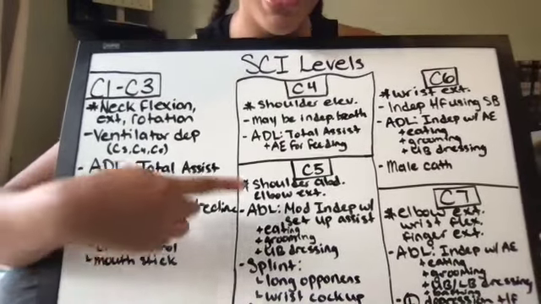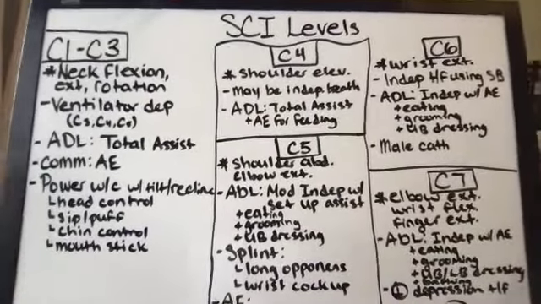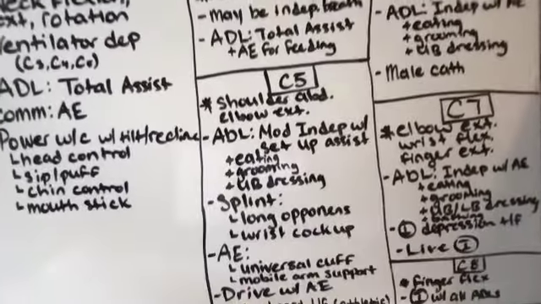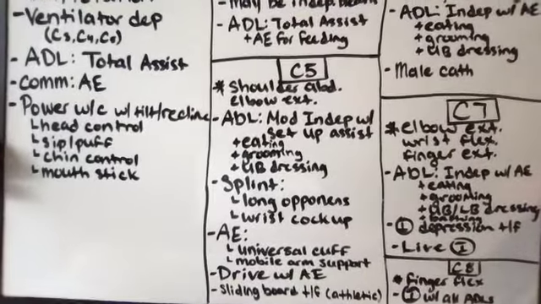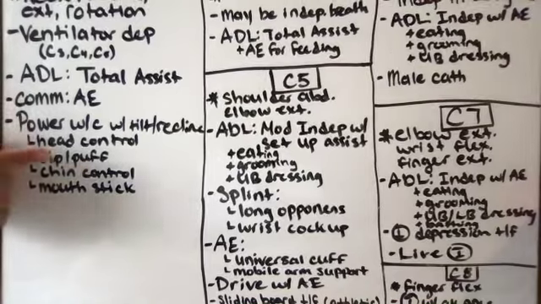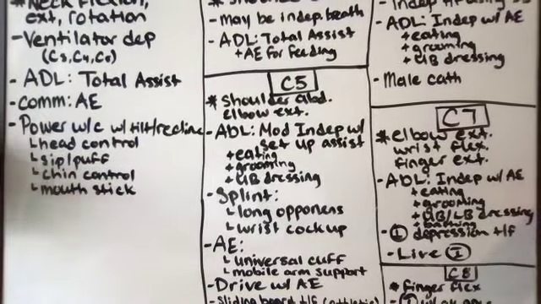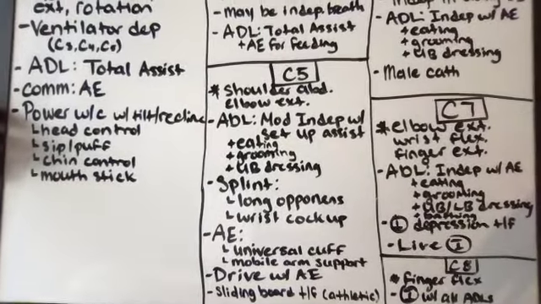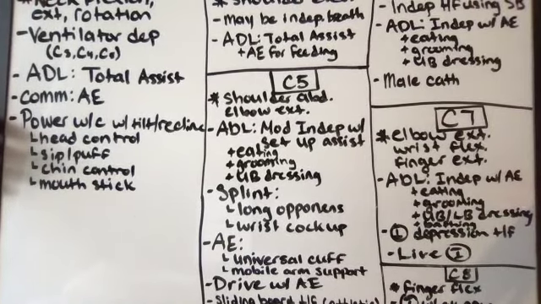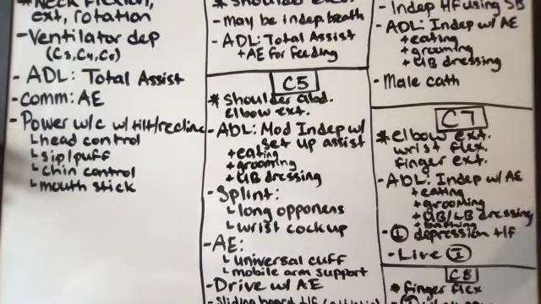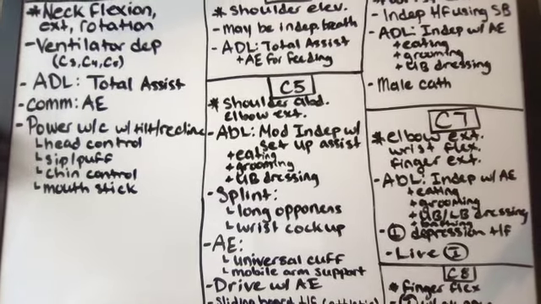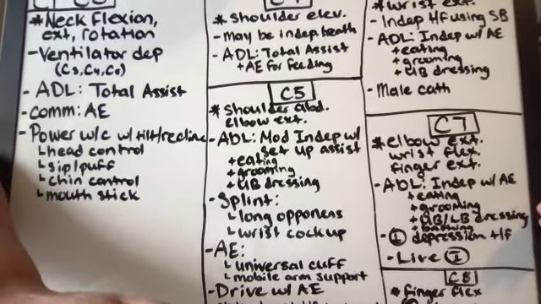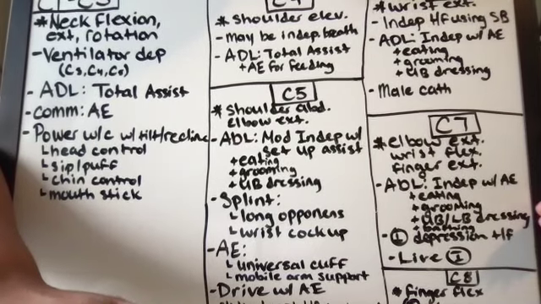They can do a lot more here, though. So you're going to notice C5 is much longer than some of the other ones because they have a lot more functional abilities here. And this is because of the adaptive equipment and because of the splinting and things of that nature. So the splints that will be used at C5 are the long opponent splint. And this is used so that they can hold objects when they're doing occupations like eating, dressing, writing.